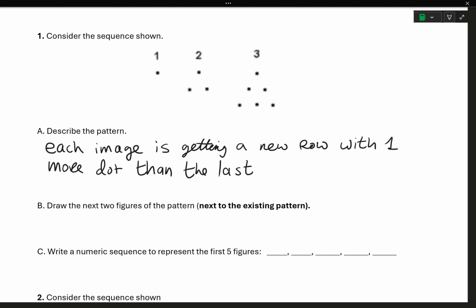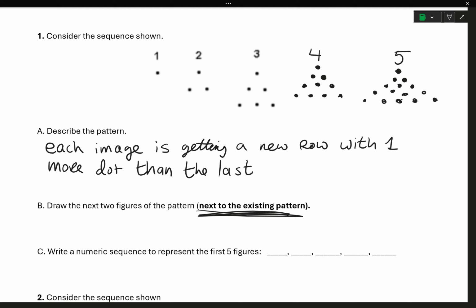For letter B, let's draw the next two figures of the pattern. I'm going to draw it next to the existing pattern. I'm going to do my best. It's going to look kind of funky, but it's okay. The fourth image is going to have a row of 1 dot, a row of 2 dots, a row of 3 dots, and then a row of 4 dots. The fifth image will have 1 dot, 2 dots, 3, 4, and then 5.